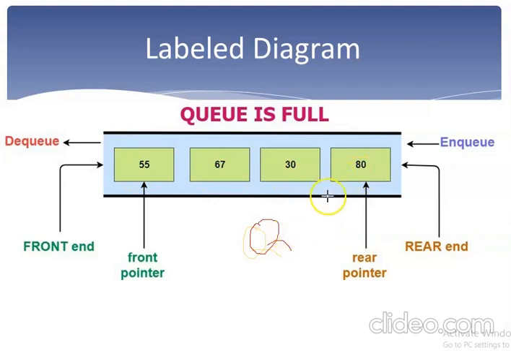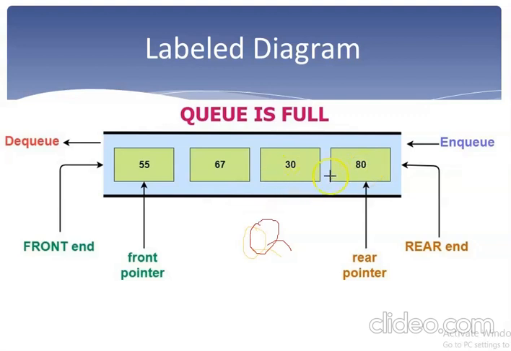Naturally, the first element to be added into this list is 55, so it goes to the front of the queue. Then comes 67, 30 after that, and 80 at last. So insertion will be done through this path only, and we will be taking 55 first, then 67, then 30, and at last 80.